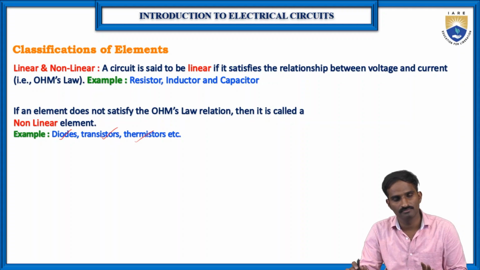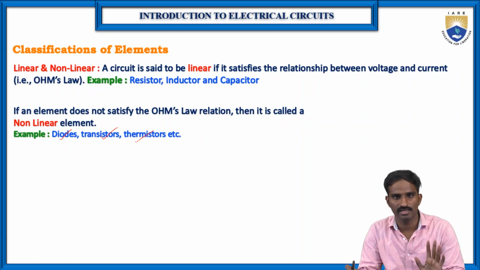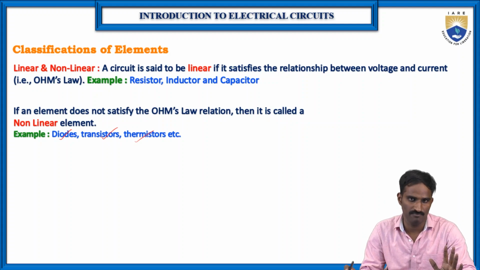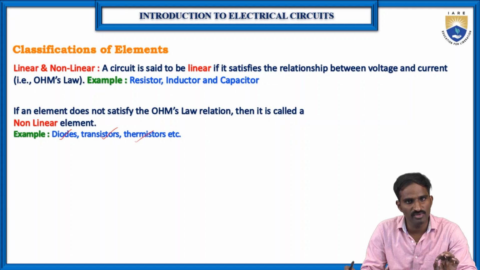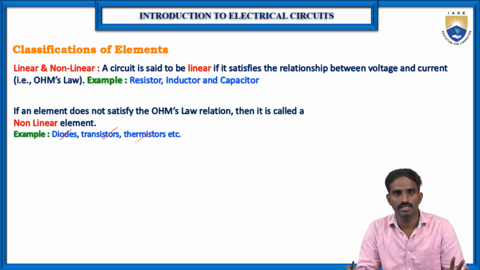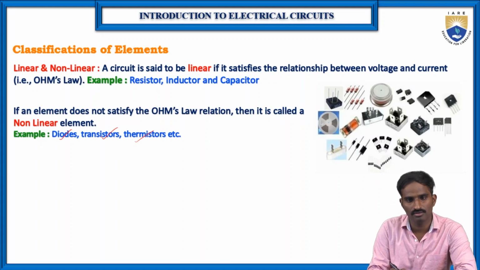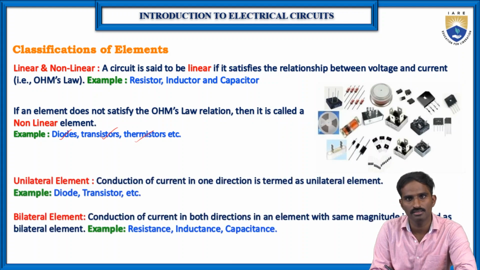Now the difference between linear and non-linear elements is clear. In the same way, linear and non-linear circuits are also the same. If the elements present in the circuit satisfy Ohm's law, then that kind of circuit is called a linear circuit. If the elements of the circuit do not satisfy Ohm's law, then those circuits are called non-linear circuits. So these are the best examples for linear and non-linear circuits.